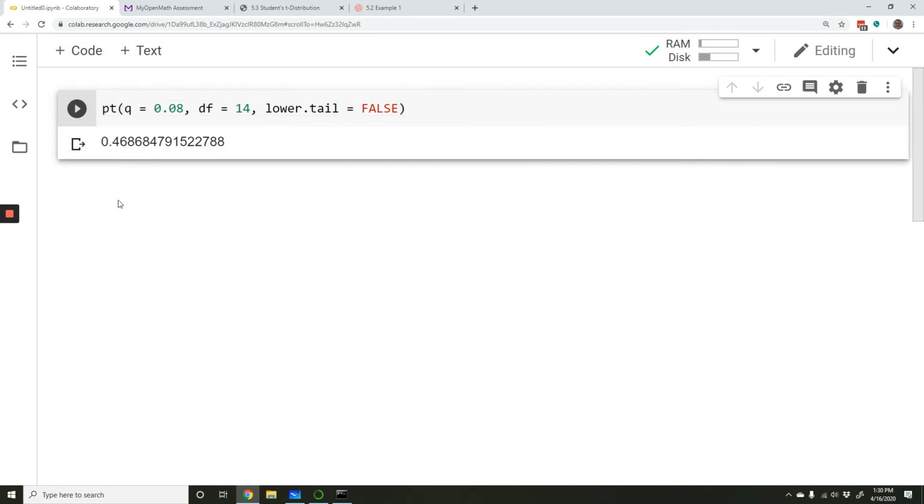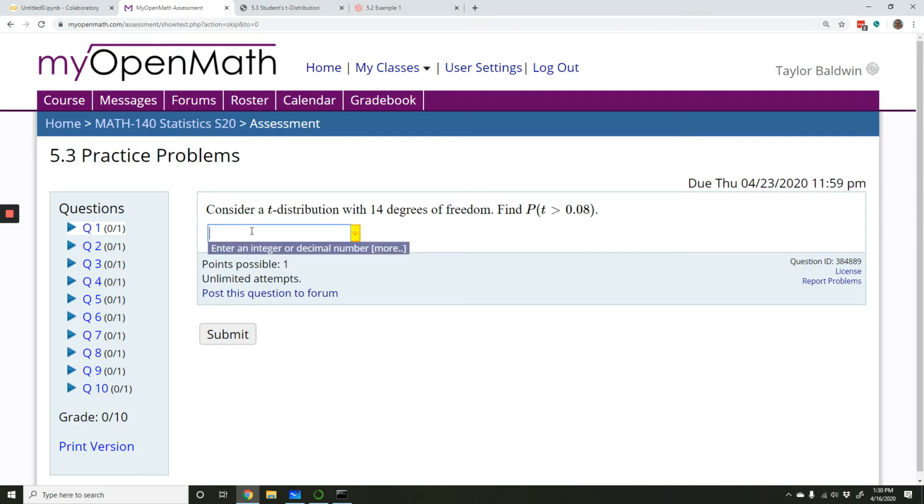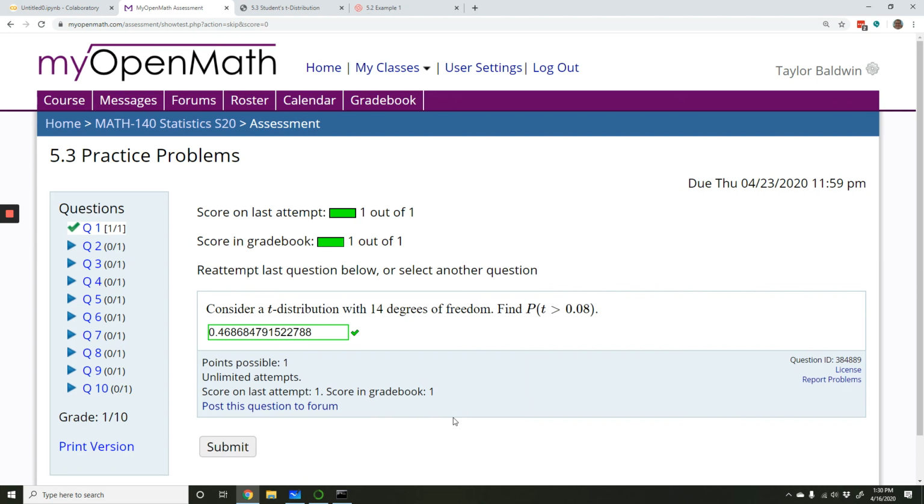That's our probability. There's about a 47% chance that a randomly chosen t value from this t-distribution is going to be bigger than 0.08. So let's copy that. We put it into our answer box, submit, and we have it.